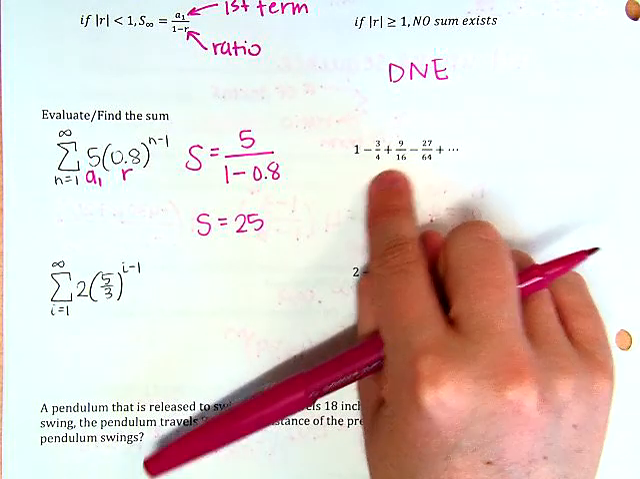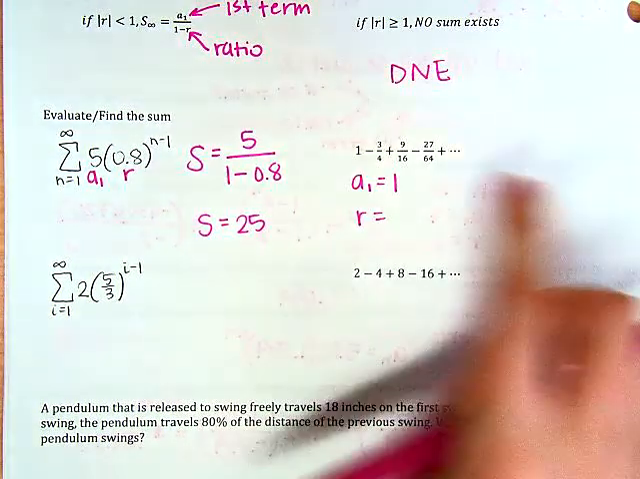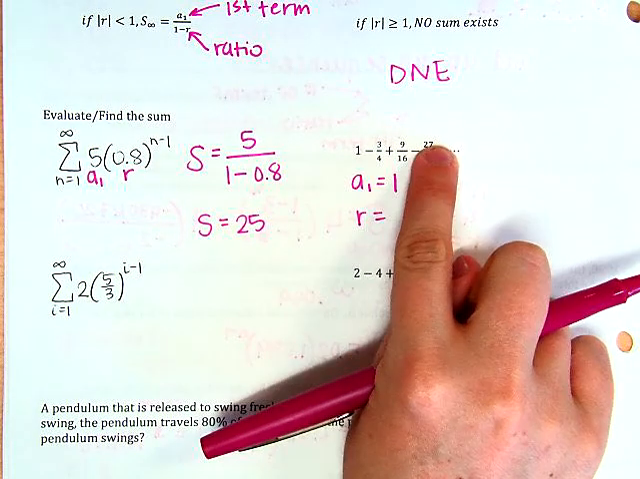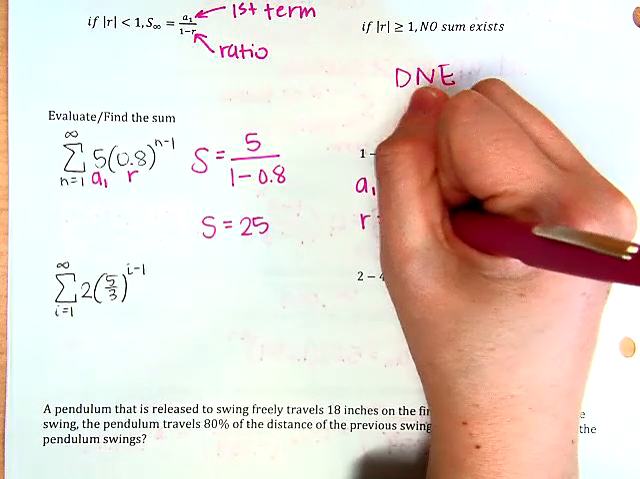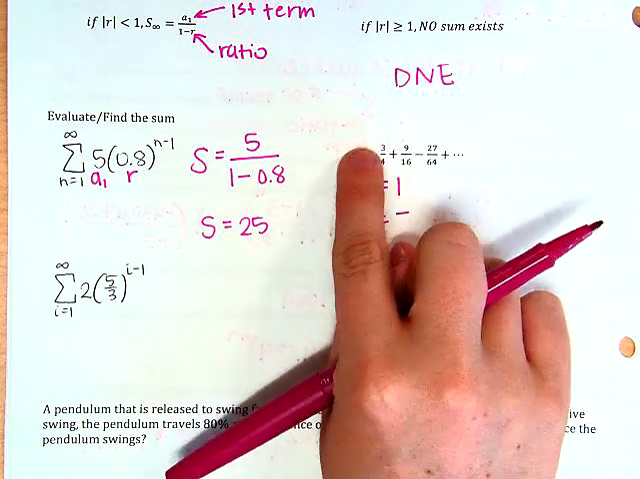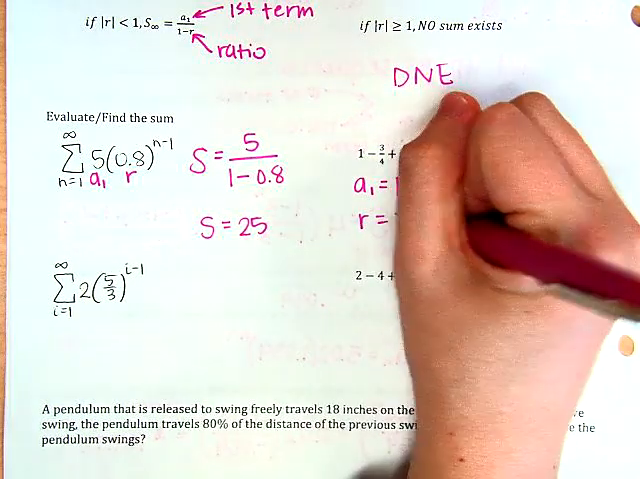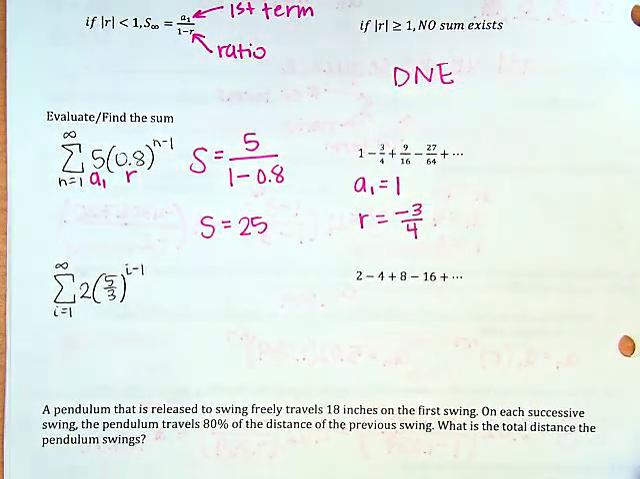Let's do a different one. So here, if I look, my first term is 1, my ratio. What am I multiplying by on top? At least, I know I'm alternating, so it's going to be negative. What am I multiplying by on top? 1, 3, 9, 27. Looks like I'm multiplying by 3. What am I multiplying on the bottom? Looks like 4. So my ratio is negative 3 over 4.